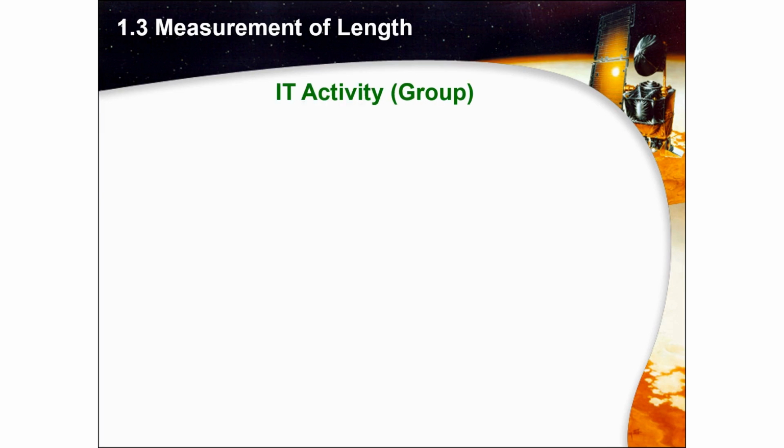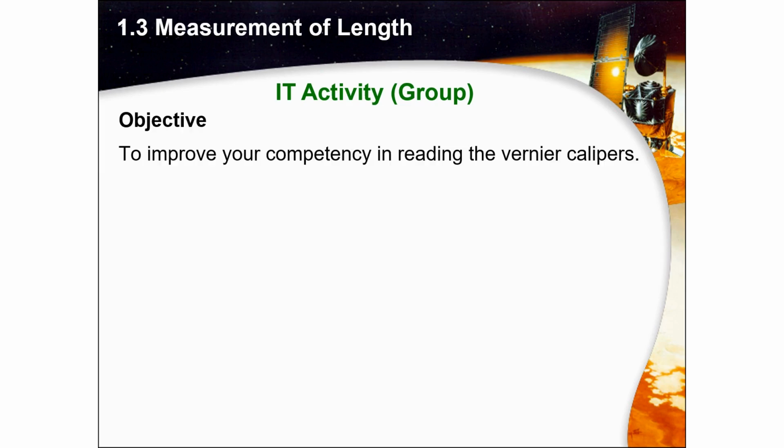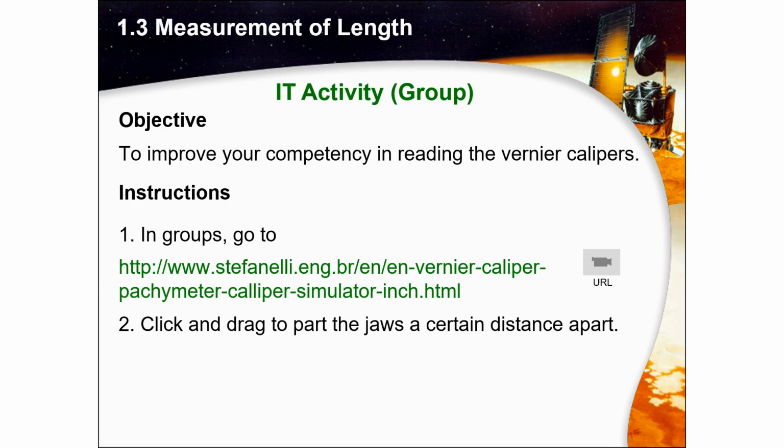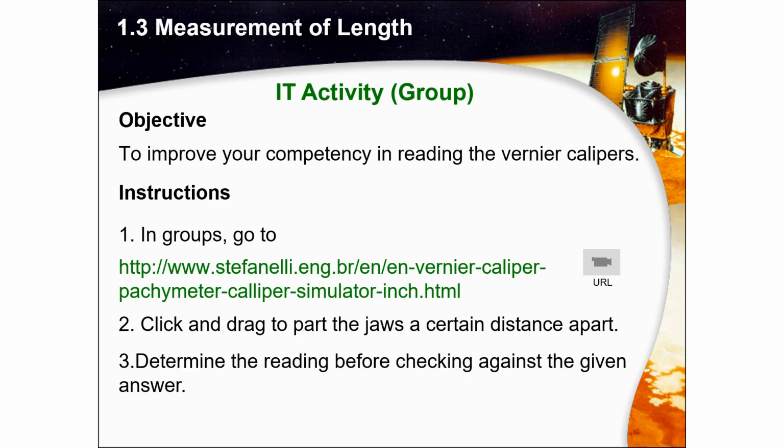We will talk about the IT activity for groups. The objective is to improve your competencies in reading the vernier calipers. You can also do this with your friends during the science lab. You can also watch this video first, and then don't forget to click and drag to part the jaws a certain distance apart, and then determine the reading before checking against the given answer. Repeat for 4, 5 or more different readings. Remember, we have to count it several times and then calculate the average for a more accurate reading.